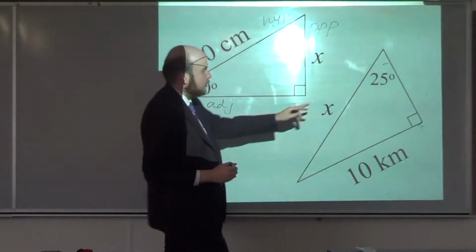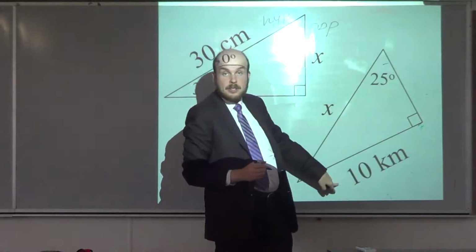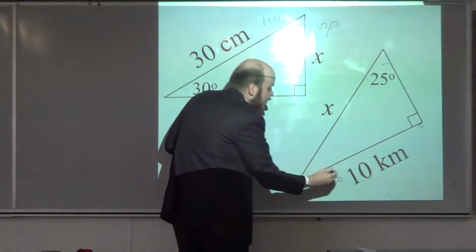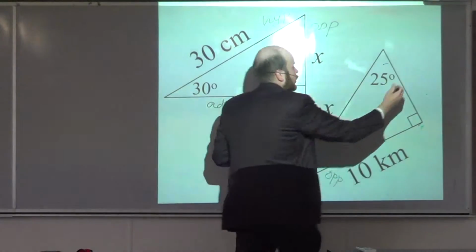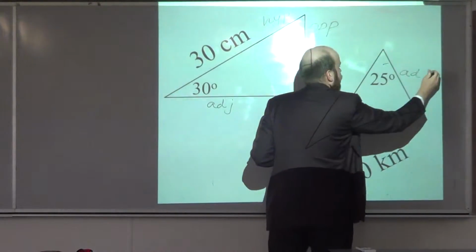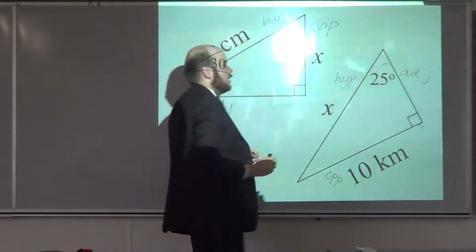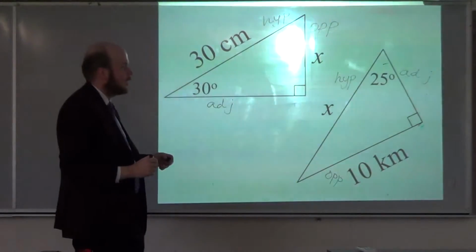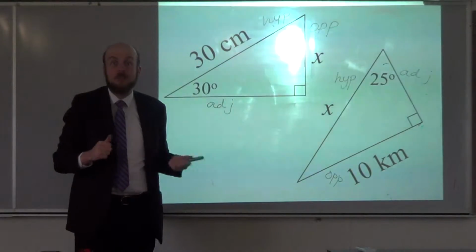Similarly over here as well. I've got the angle here, that's 25 degrees. The side opposite that is the opposite. The side next to it is the adjacent. And this side here is the hypotenuse. So there we are. That is the three different sides that we've got there. Now, this will help us remember which formula we use for which.